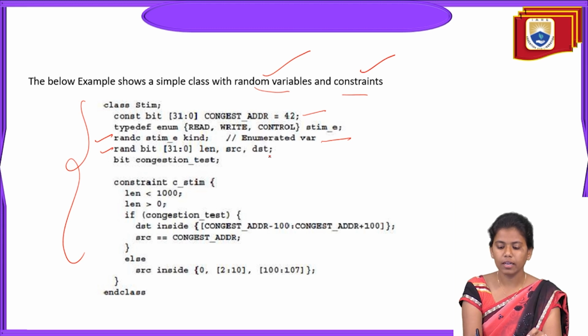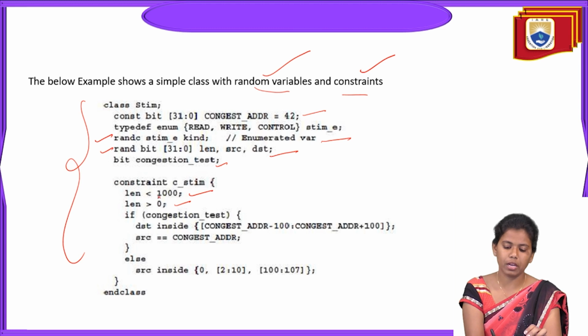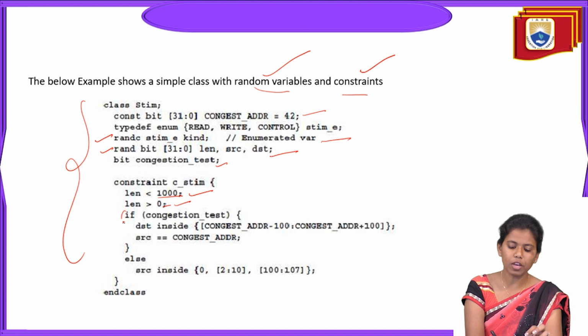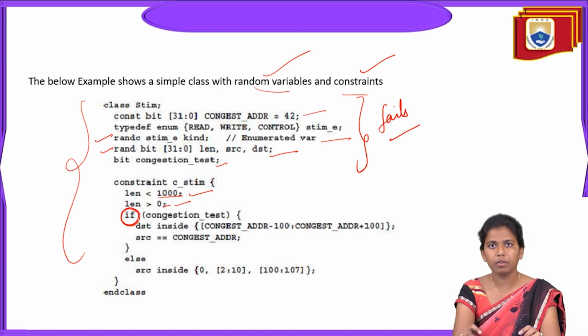So these are the data, and then bit constraint test. And now constraint C stem. Here we can see less than 1000 and more than 100. The last given number would be around 1000, and the first given would be around 0. Here if you observe, we are making use of an if condition, if statement. Why? Because here the randomization fails. Why did the randomization fail? Because whatever variables we are giving randomly, they are not matching the given problem.